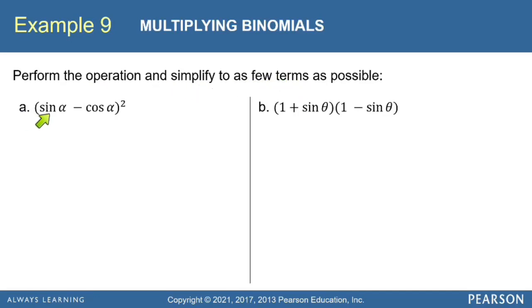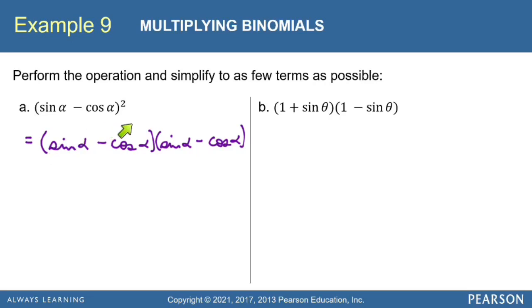In part A, we have sine of alpha minus cosine of alpha in parentheses all squared. So in order to make it easier for us to see how to use the FOIL method, let's eliminate the exponent and write this as sine of alpha minus cosine of alpha times itself. Now we can more clearly see how to use the FOIL method. So we know that FOIL is first, outer, inner, last.